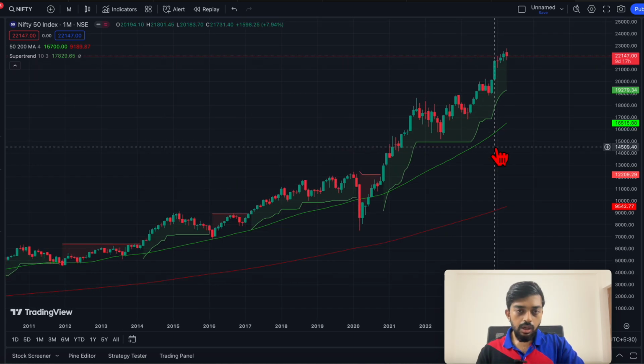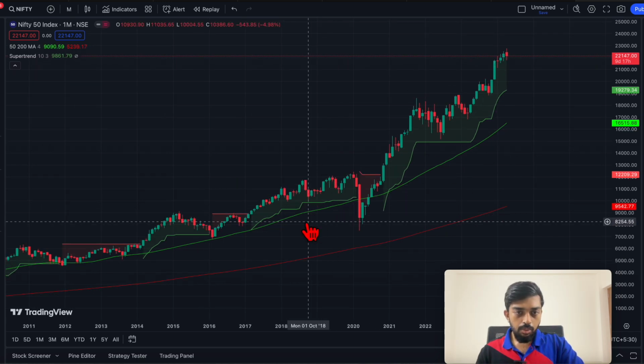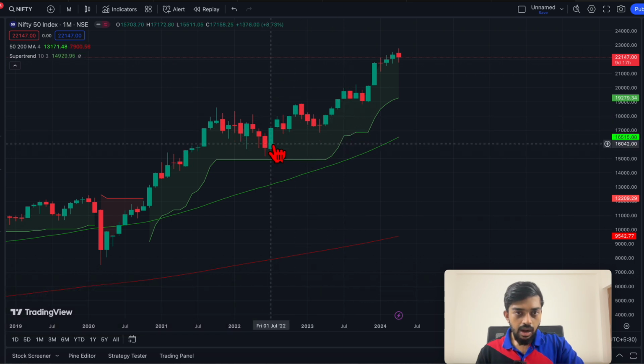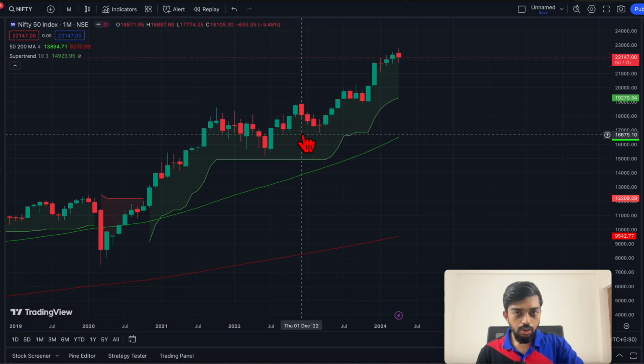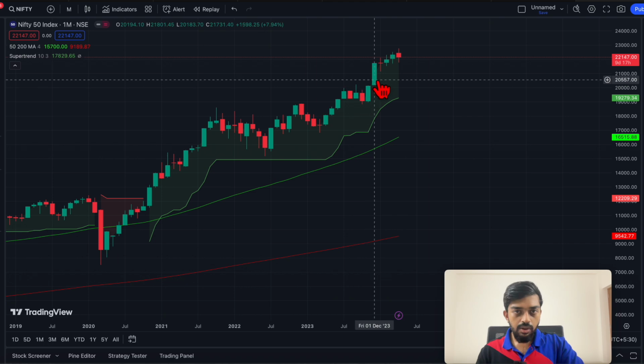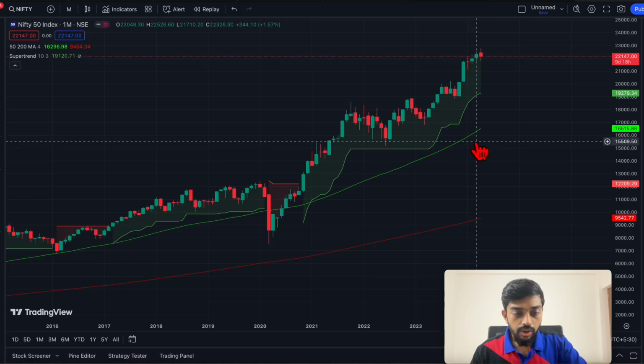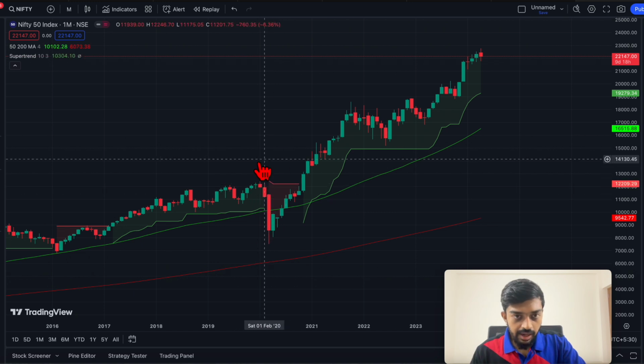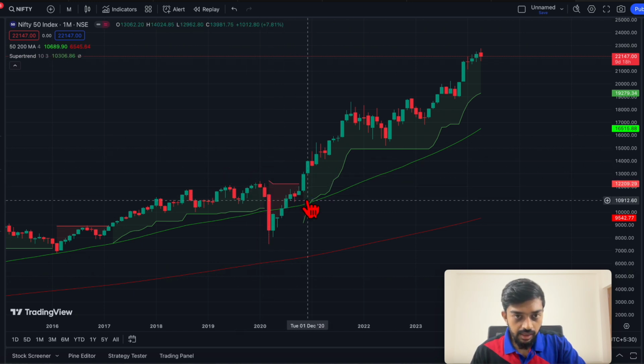So if you want to invest a lump sum amount during the bullish zone, consider investing near this super trend line. And when it is trading away from the super trend line, we can continue with our regular SIP option. Also, you could consider investing a lump sum amount whenever the red zone appears, but it is not a clear indication of how much the market will fall from here.